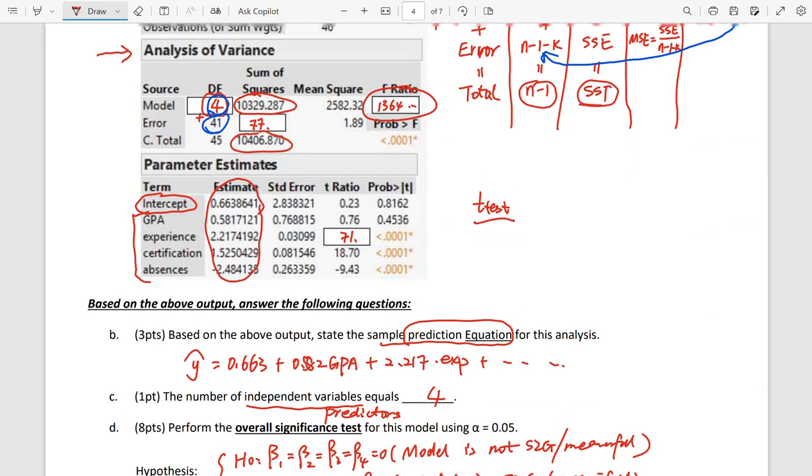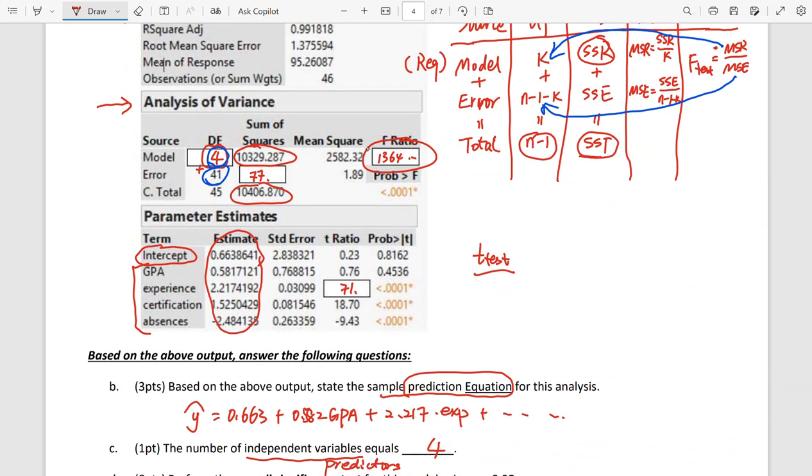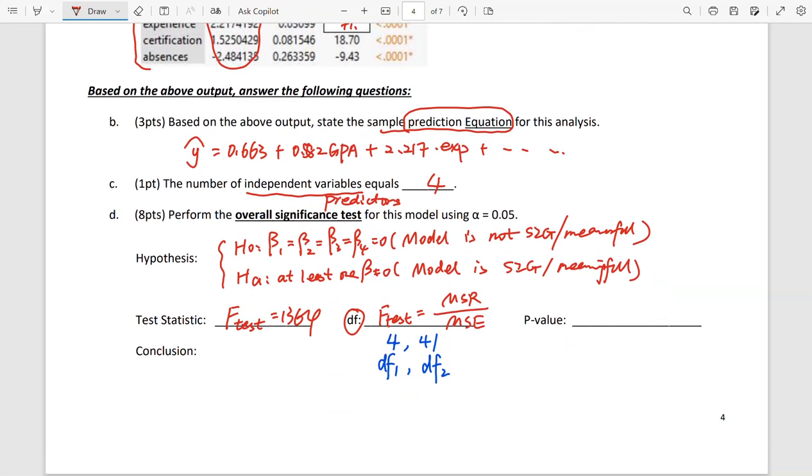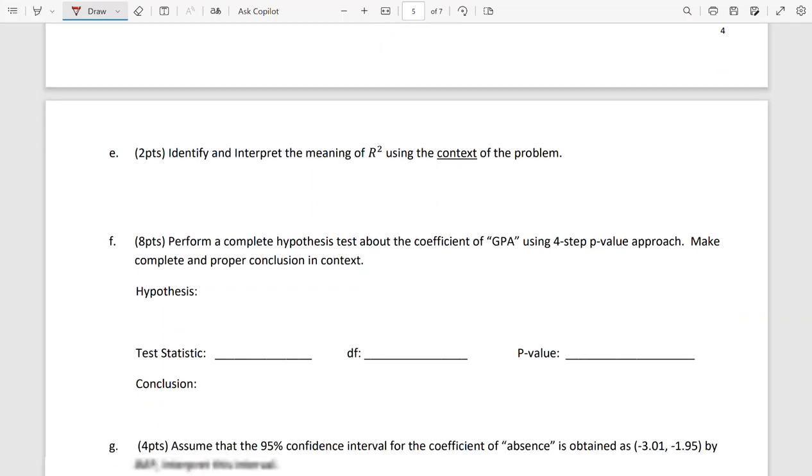So what is the p-value? We have the F test statistic, then the p-value is following, right? So less than 0.0001. So what is the conclusion? That means your p-value is super small. We reject the null hypothesis. We have enough evidence to say the model is significant. The model is meaningful. All right. Okay, so then next one.